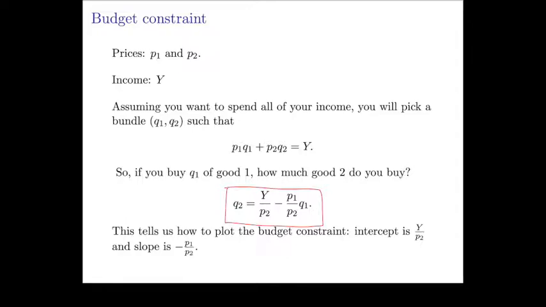Remember, this has this familiar form of, if you're plotting on the XY axis, if you plot a line, you might be familiar with this type of an equation. Y equals C plus mx, where C would be the intercept on the vertical axis and m would be the slope. So here m, the slope, is minus P1 over P2. X is on the horizontal axis, so that's good 1, Q1. Y is on the vertical axis, that's good 2. And the vertical intercept is Y over P2.